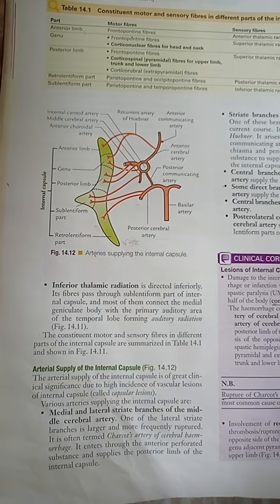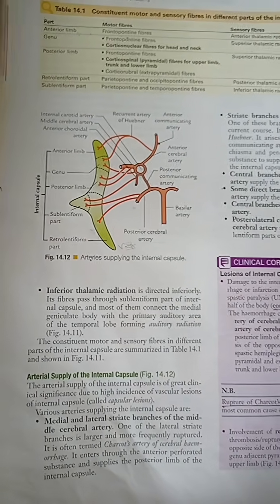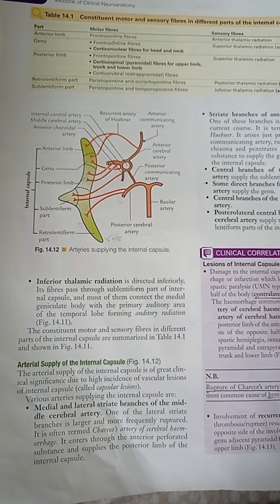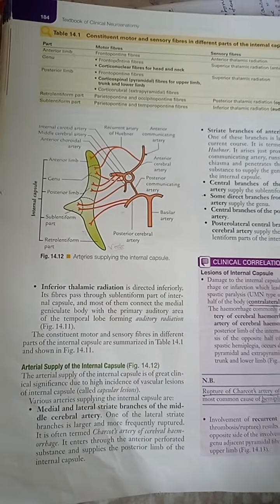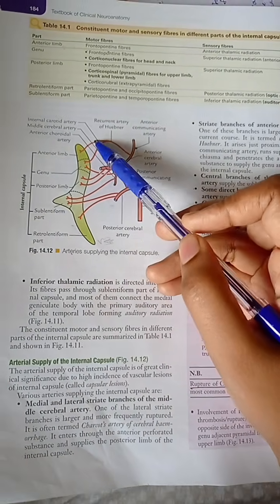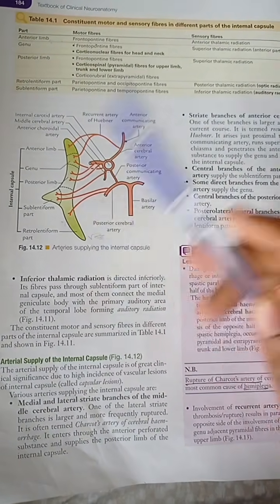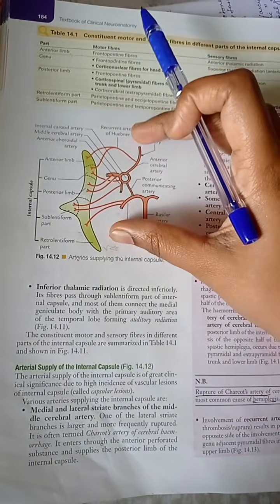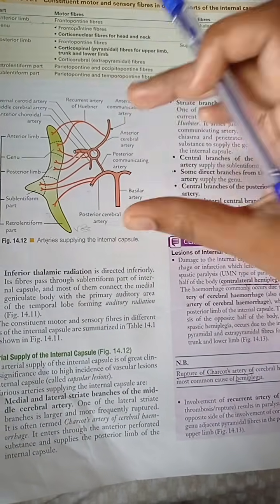Let's see about the arterial supply of the internal capsule. So step by step we can learn. First of all, we have to draw the five parts of the internal capsule. That is, in this manner we have to draw the five parts of the internal capsule. Then the next thing is to draw the arteries.